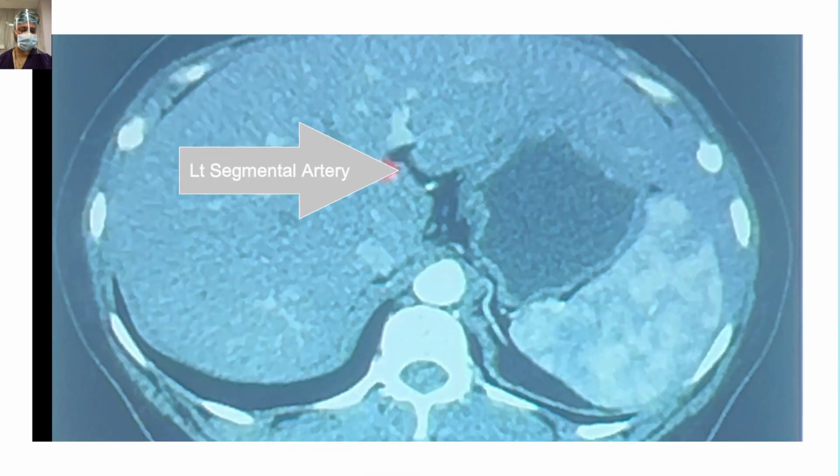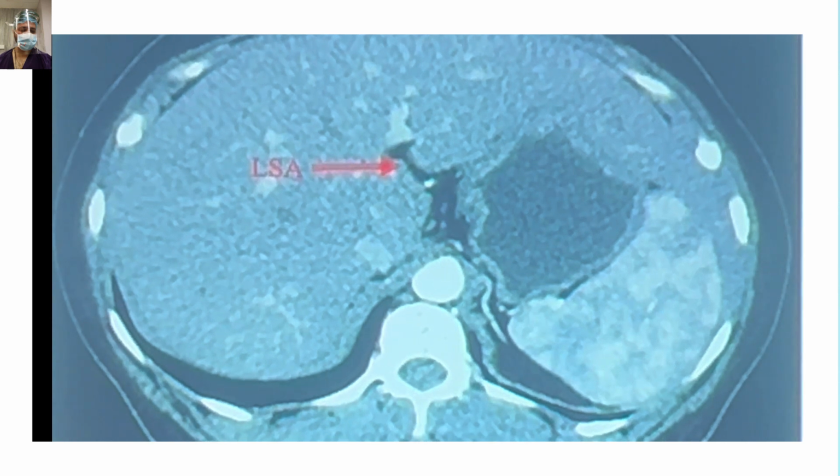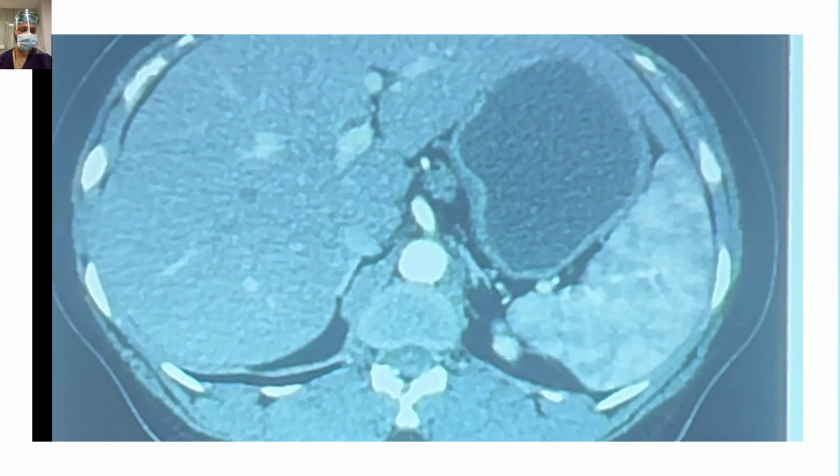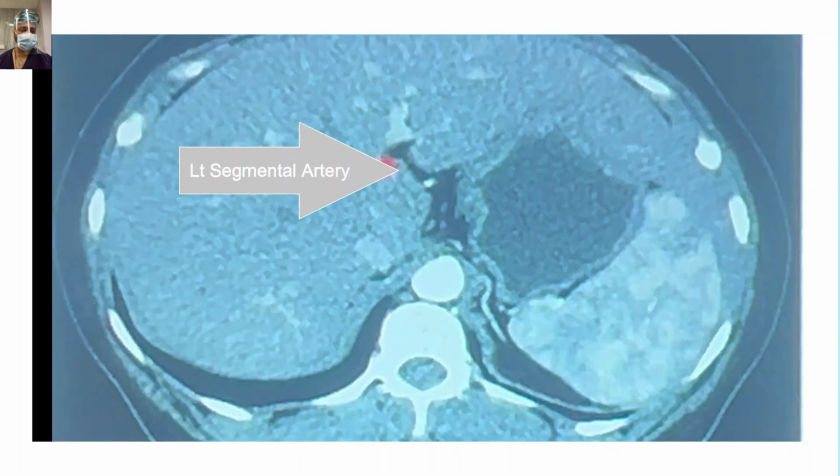So in the first freeze frame here, in this fissure between segments 2, 3 and 4, you can see an arterial structure. First we are analyzing the arterial phase of the pancreatic protocol. So here is the lateral segmental artery between the fissure, and it supplies segments 2 and 3.